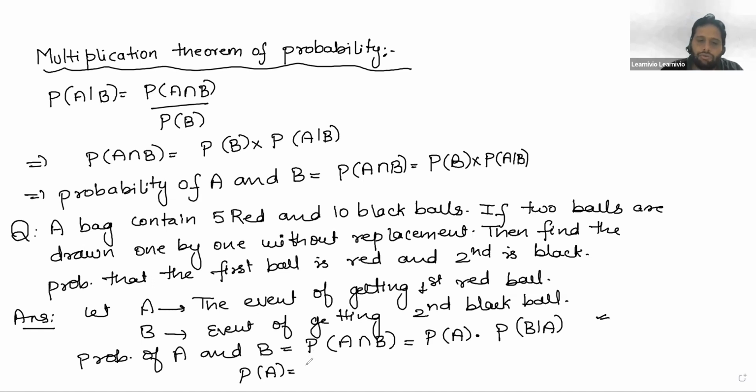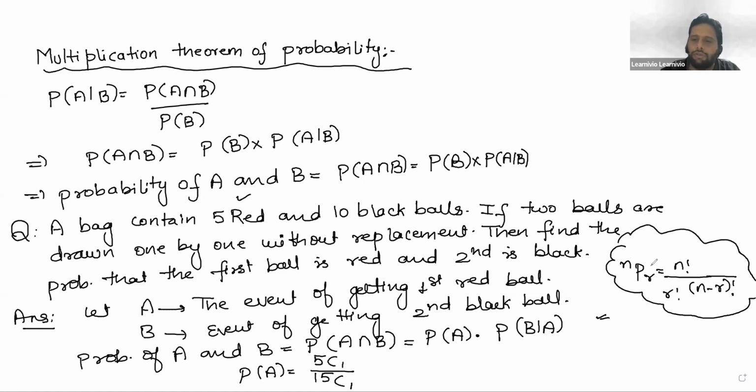Now P(A). What is the probability? Favorable by total. Here we have five red balls, and we need to select one red ball, so 5C1. The total is 10 plus 5, which is 15, and we are selecting one ball. So 5C1 by 15C1. I hope all of you remember the formula: nCr is equal to n factorial by r factorial times (n minus r) factorial. If anyone has any doubt in this formula, please let me know.